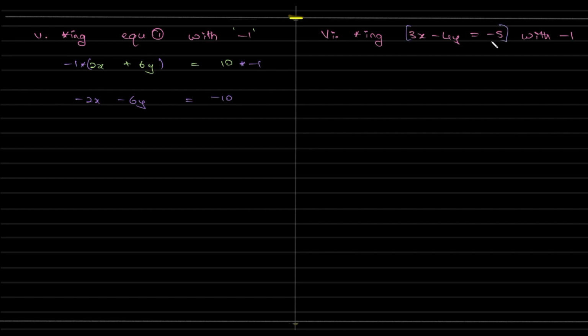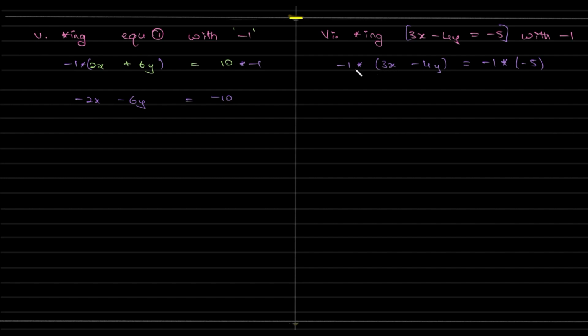So here we are multiplying 3x minus 4y is equal to minus 5. We are multiplying with minus 1. So minus 1 into 3x minus 4y. Always open and close the bracket. Then negative 1 into, here too open and close, even though there is a single term, whenever you get negative, it will help you handle things better.